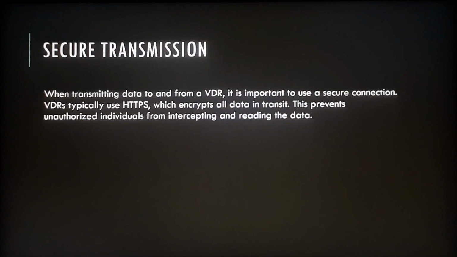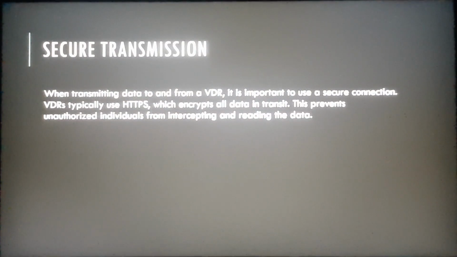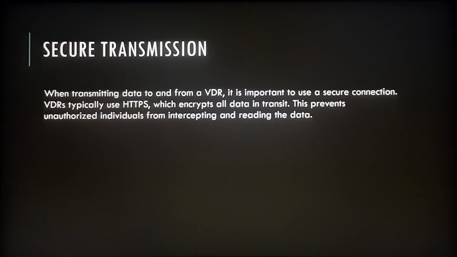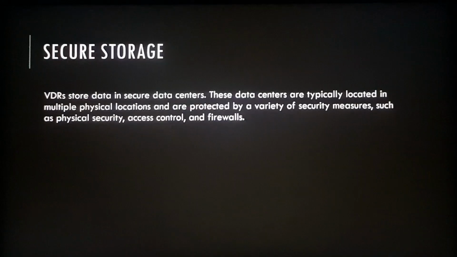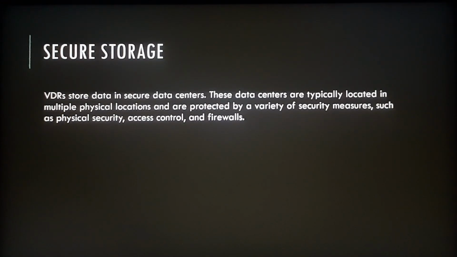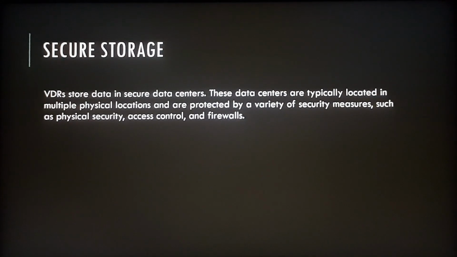So secure transmission. When transmitting data to and from a VDR, it is important to use a secure connection. VDRs typically use HTTPS, which encrypts all data in transit. This prevents unauthorized individuals from intercepting and reading the data. So secure storage. VDRs store data in secure data centers. These data centers are typically located in multiple physical locations, protected by a variety of security measures such as physical security, access control, and firewalls.